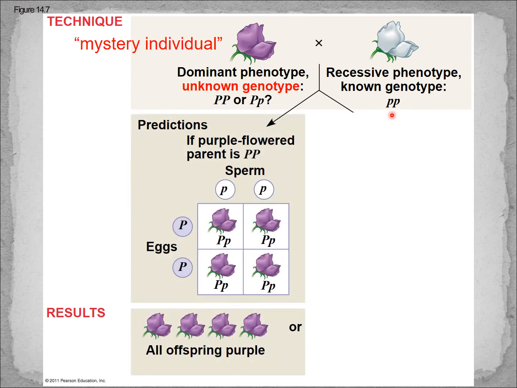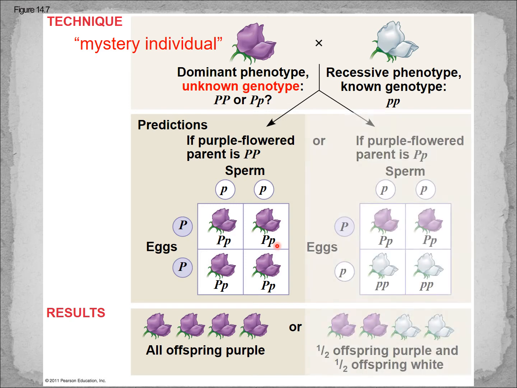All right, so now you do the cross. Once you do the cross, let's say this is your outcome. This is an experiment, right? So you have a prediction, and then these are the results right here. And if all the flowers are purple, right? Then that individual had to have been the homozygous dominant.